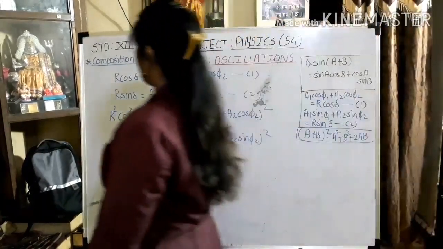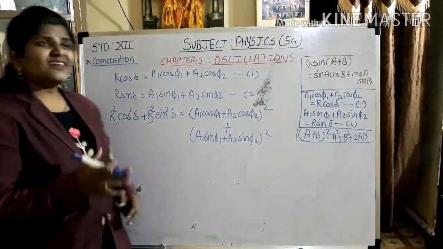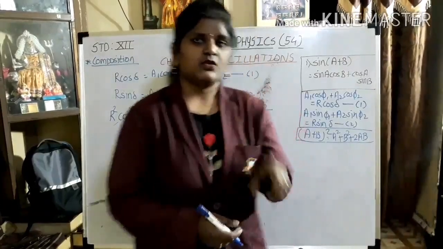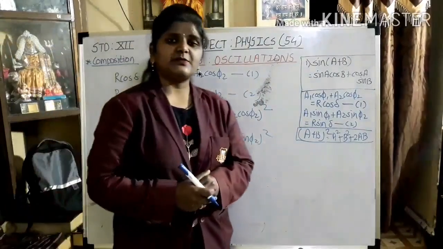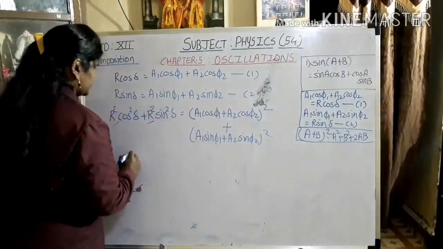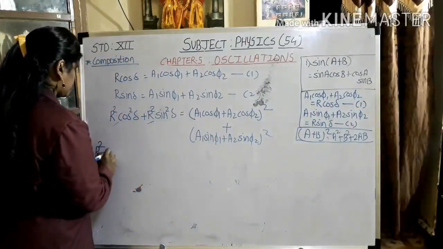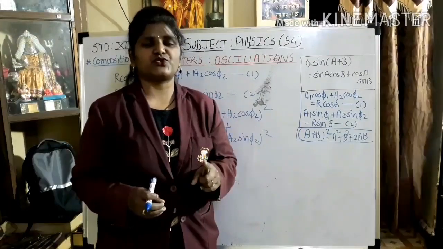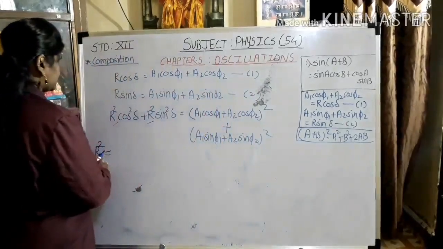And at the LHS, you can take common r square. And what is sin square theta plus cos square theta? It is 1. So we get r square into bracket sin square delta plus cos square delta, which comes out to be 1. So at the LHS, I am just having the term r square. Why am I having only r square? Because sin square theta plus cos square theta comes out to be 1. That's why I am having only r square over here.